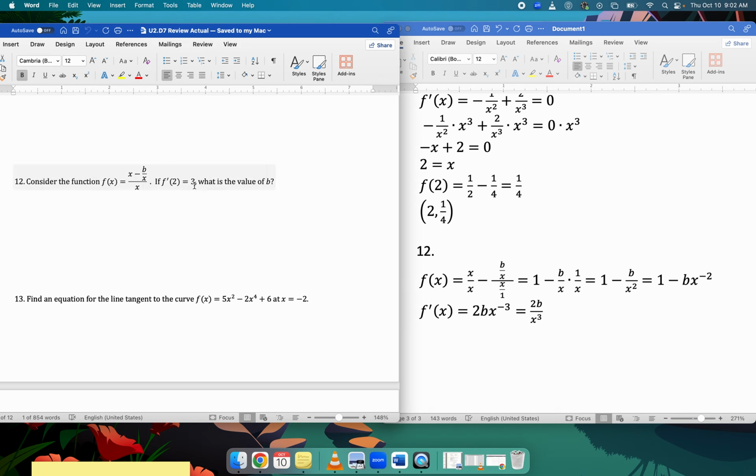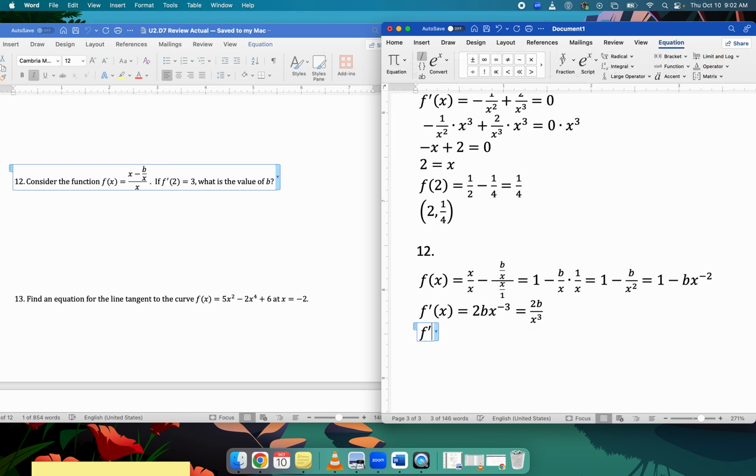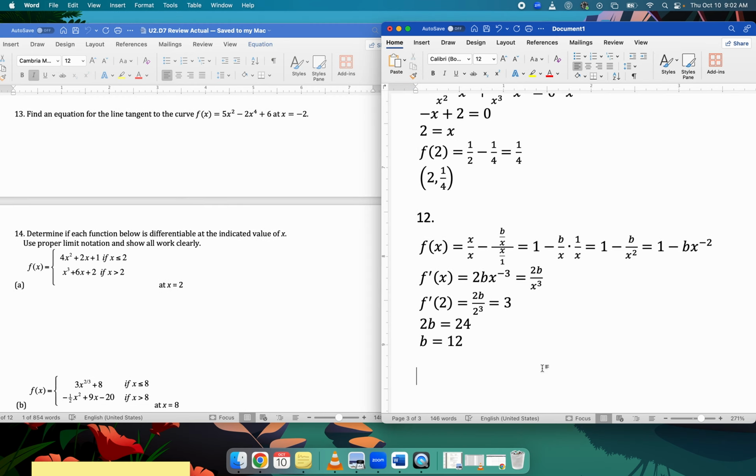And we're told that f prime of 2 is equal to 3. Well, that means that if I plug 2 in for x, I should get 3, right? So f prime of 2 is 2b over 2 cubed, and that's supposed to be equal to 3. That's an equation which I can solve for b. So that denominator is 8. So multiply both sides by 8, I get 2b is equal to 24, which tells me b is equal to 12. Number 13, find an equation for the line tangent to the curve, I mean, we've done this many times.